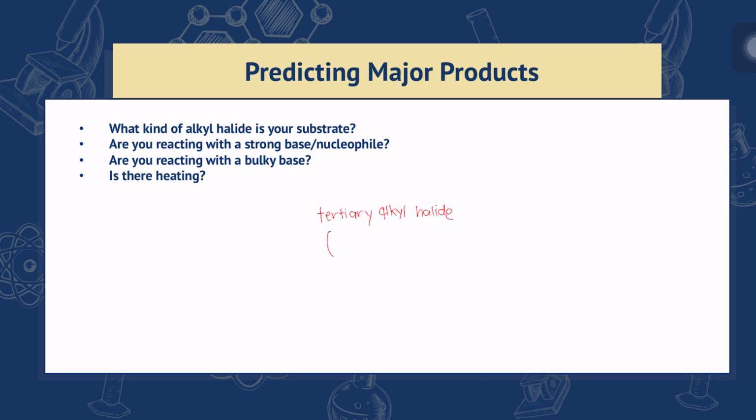Tertiary is a bit simpler. It's more likely going to give you an SN1 or E1 reaction at the very least, and it will also undergo E2. So if it reacts with a strong base, you go with an E2 reaction. Otherwise, it's either SN1 or E1. So how do you know if SN1 or E1 will occur? Heating. If there is heating, we go with elimination always. If there's no heat, it typically prefers SN1 and E1.